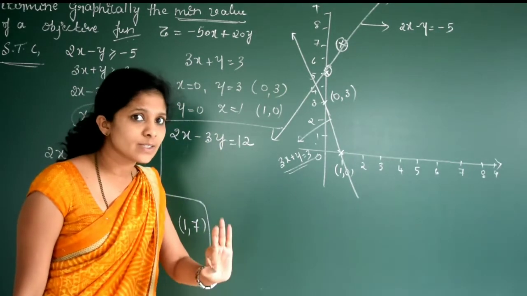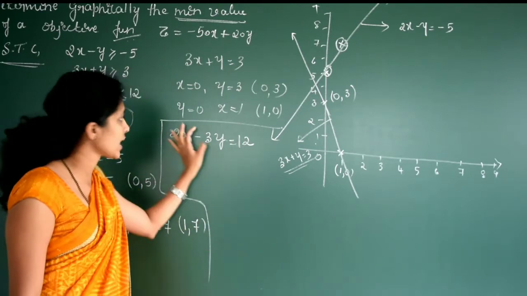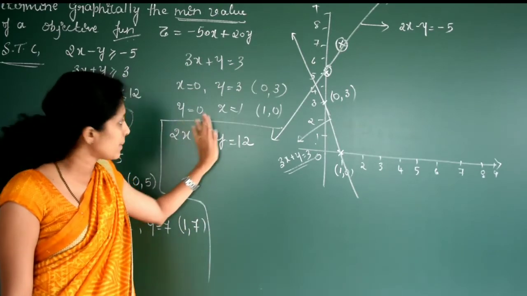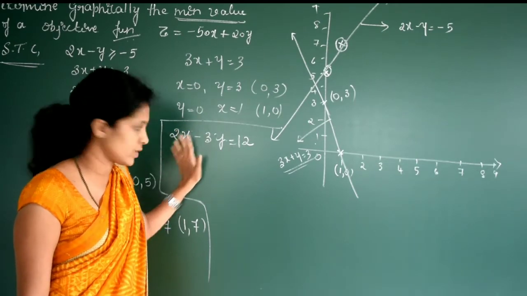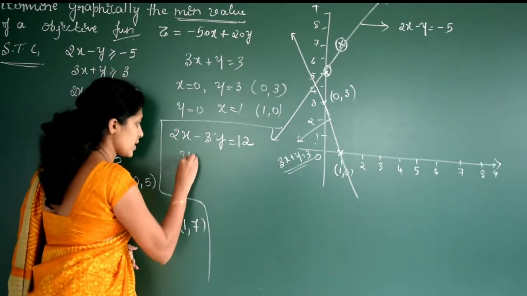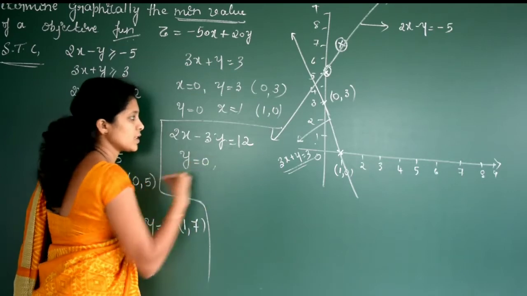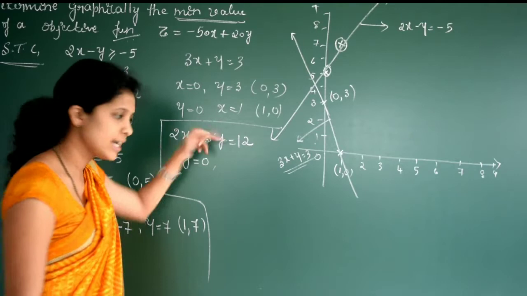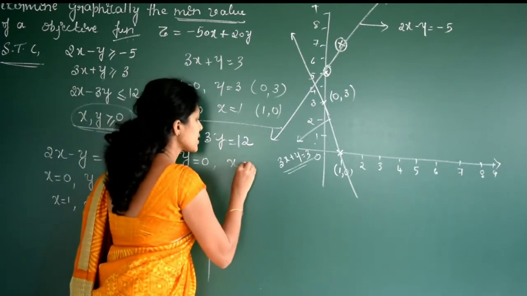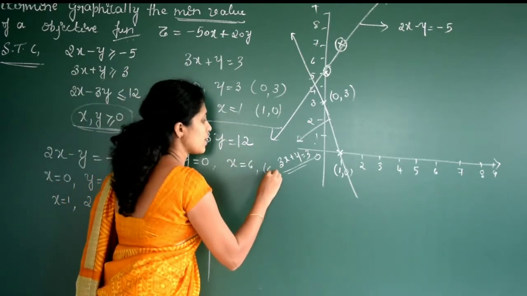But negative values are not possible here, so I cannot substitute x is equal to 0. But if I substitute y is equal to 0, I'll get the value of x as positive, right? So first we'll check with this one. I'll substitute y is equal to 0. So this will now be 2x is equal to 12, so the value of x will be equal to 6. So the point is 6, 0.